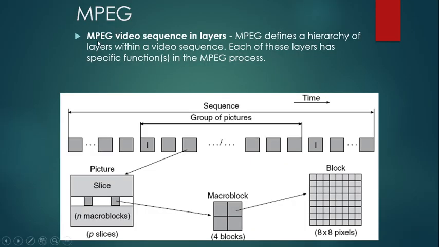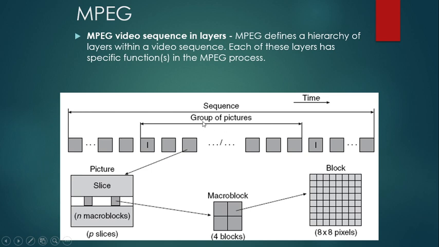Next, you can see the MPEG video sequencing layer. That is, MPEG defines a hierarchy of layers within a video sequence, and each of these layers has a specific function in the MPEG process. This helps us understand where the compression is actually going to take place, or where our frame picture is actually. So the first one is the sequence, the highest layer. That is where we state all the parameters, basically all the characteristics of our video.